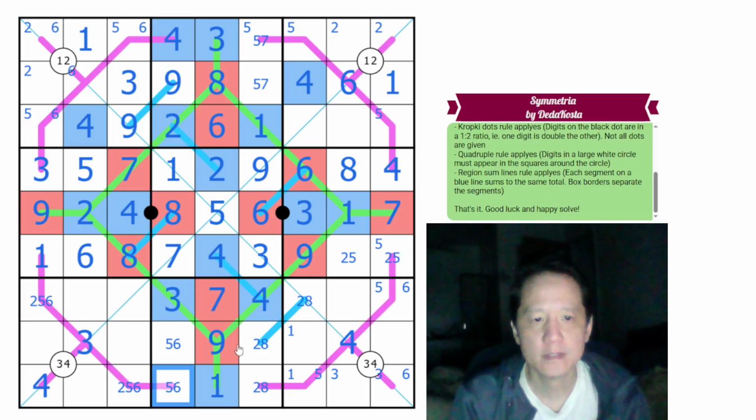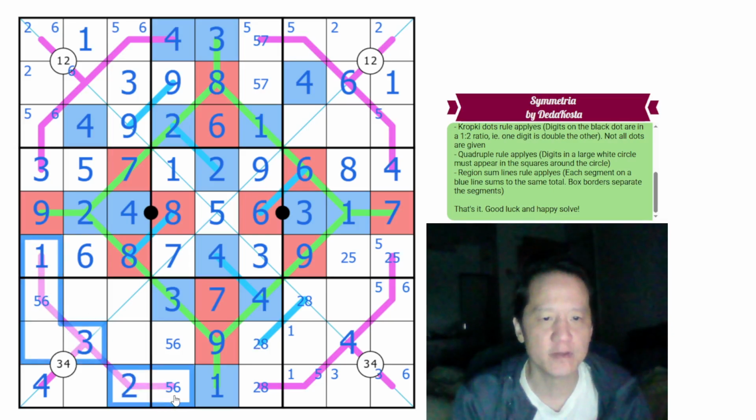Okay. What does that mean? Not too much yet. This we don't know. This could have a 2. Okay, so one of these is a 2, which means this can't be 2. Therefore, this has to be a 2 to complete this red band.